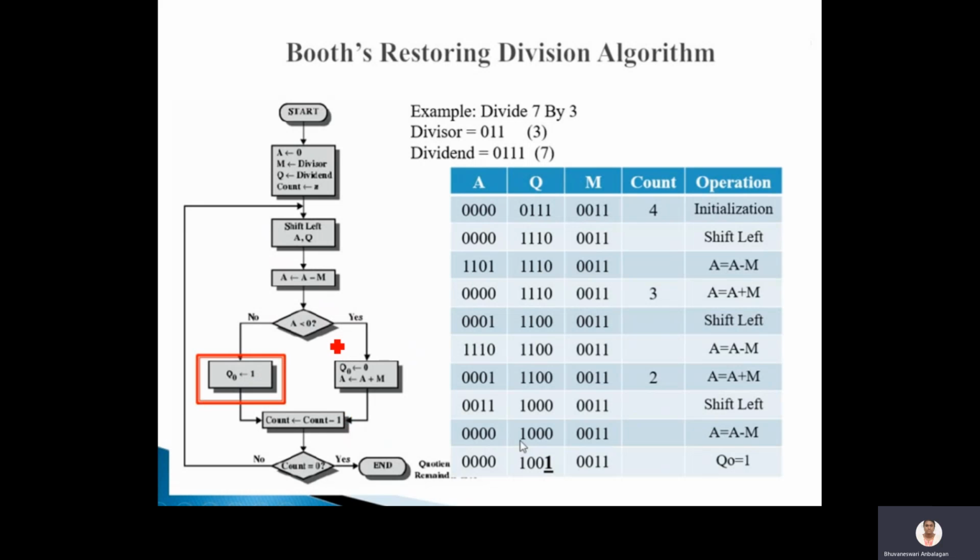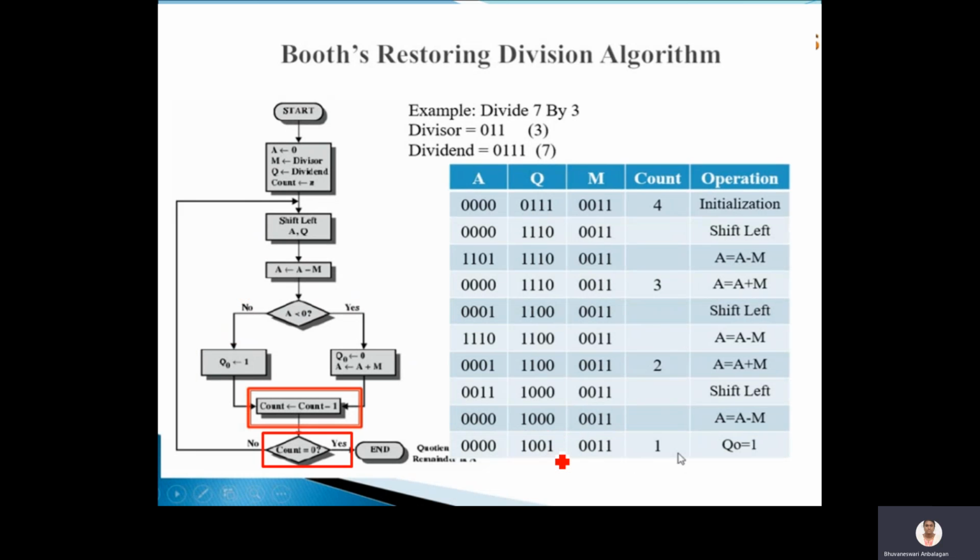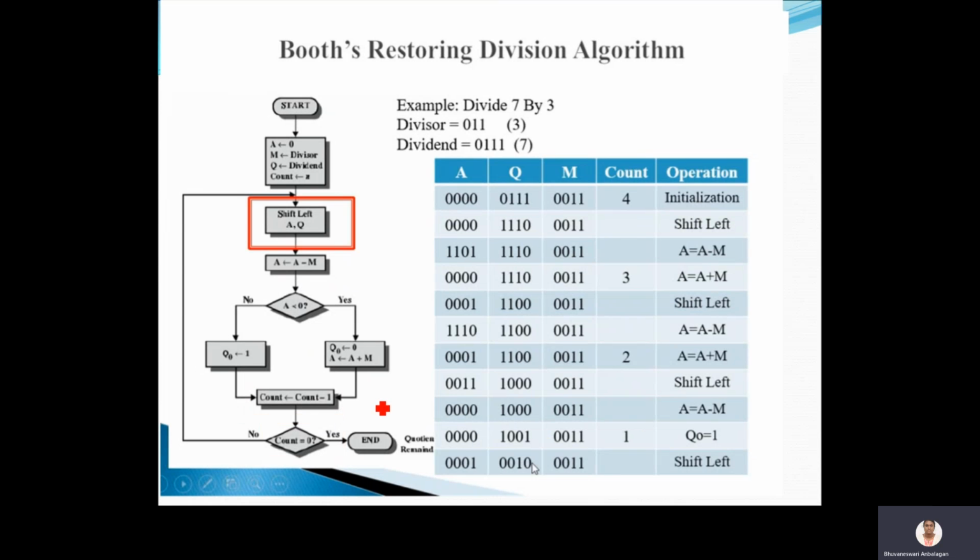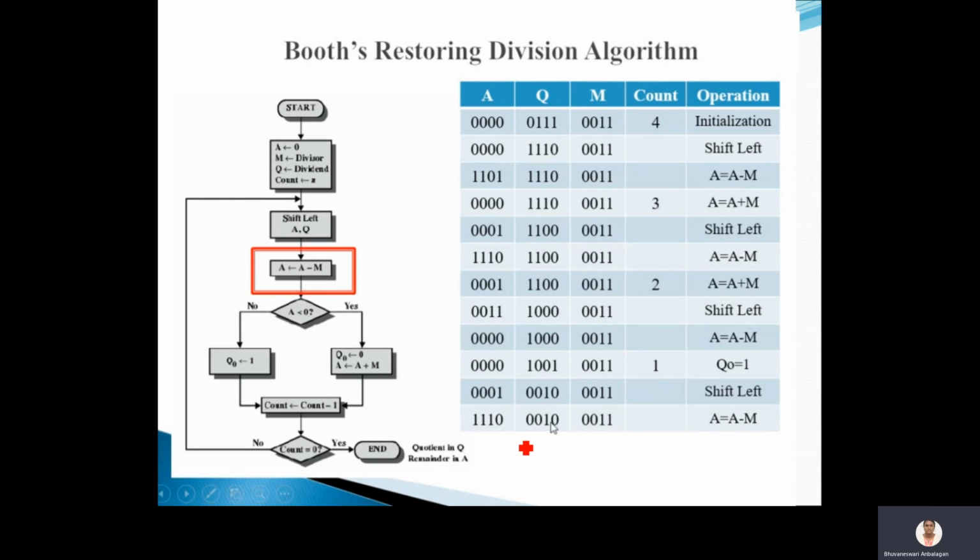Okay. So since A less than 0 becomes false, since it is a positive number, my control is going to take this particular branch and it is going to set the value of Q0 as 1. Okay. And then the count value will become 1. Okay. And then it will check and go for the next loop. It will go for the next cycle. Again, what it will do, it will shift the values over here to the left side. And in the next cycle it is going to perform A is equal to A minus M.